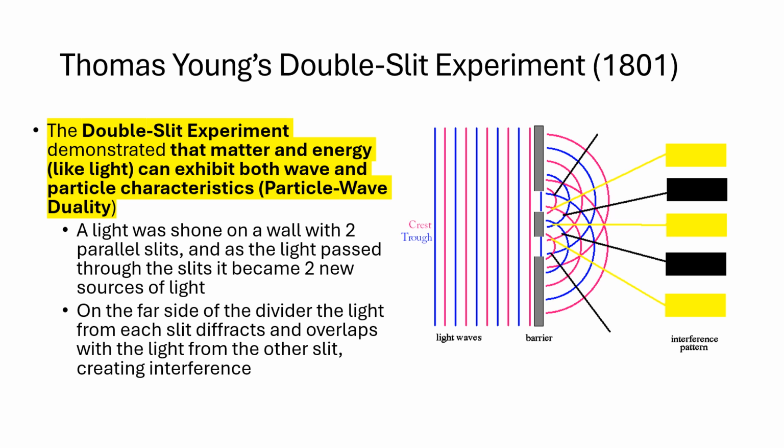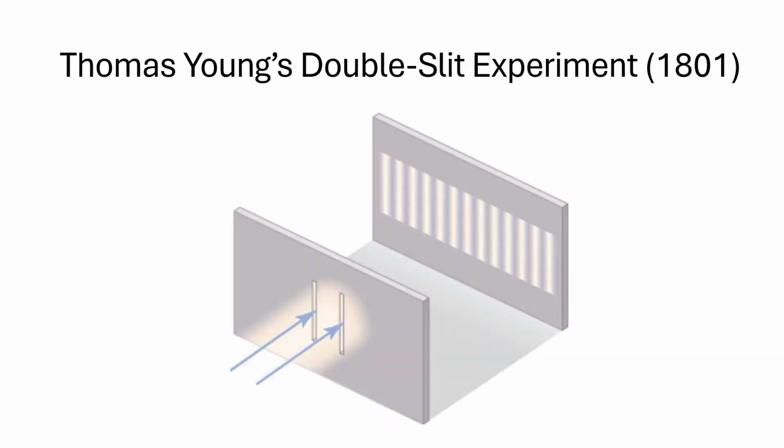I'm going to flip to the next slide so it shows it better. Basically, looking here, he had this nice little wall, just a solid wall. And you see the light by the arrows from whatever light source he was using. And then he made two little slits in the wall. And he was like, well, what is this going to do?